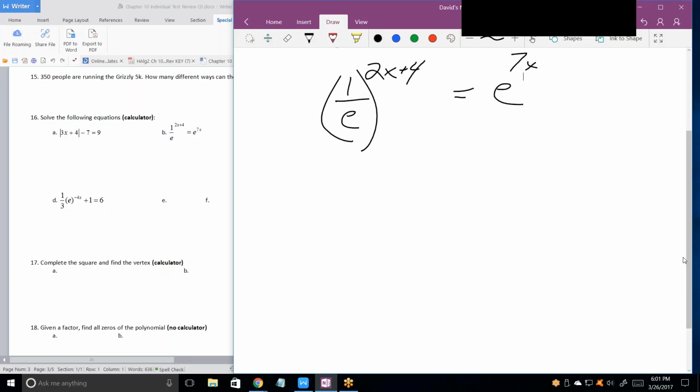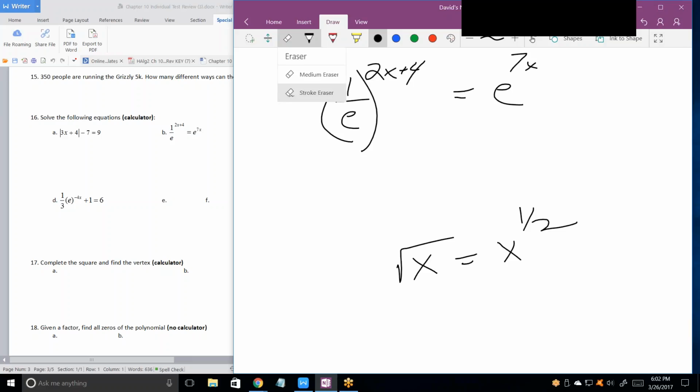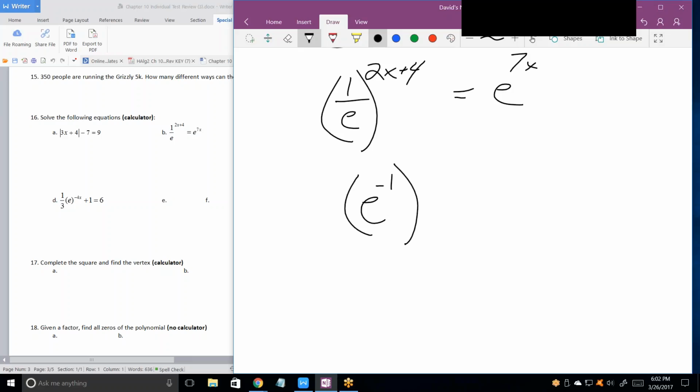Now how else can I write 1 over e? What's a way to write that with exponents? In other words, if I said, what's a way to write square root of x with exponents, you'd say x to the 1/2, right? What's a way to write 1 over e with exponents? E to the negative first, or negative 1. Good. And then all of that's being taken to that. The problem actually is a much better problem this way.